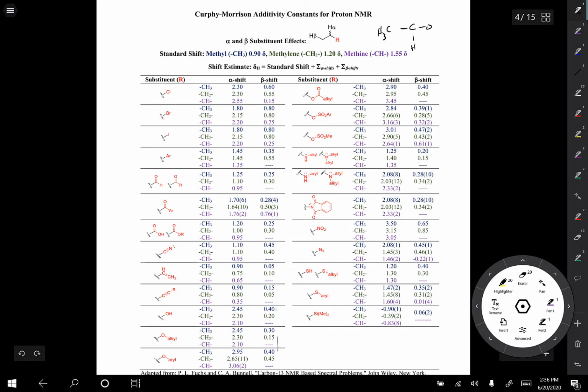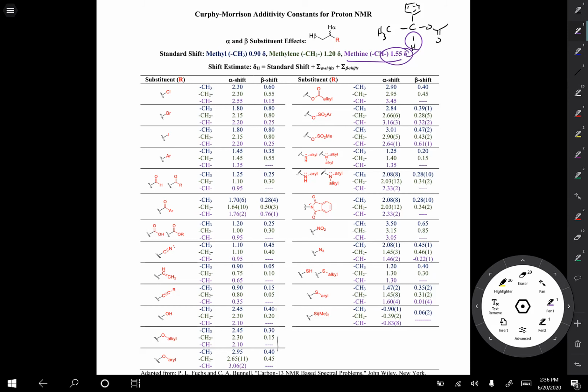We think it's bound to an O, bound to a carbonyl, so this ester here, and we think that this is bound to a benzene ring. So we are looking at this hydrogen in particular. This hydrogen is a methine, it's a CH. This is going to tell us what constant to start with, and then we're going to add the alpha shifts.